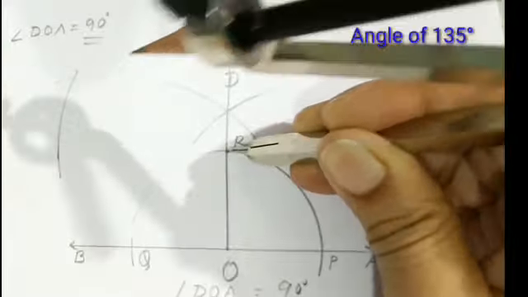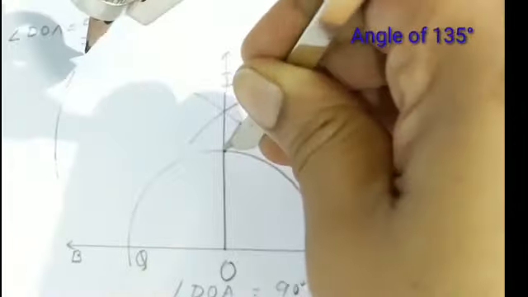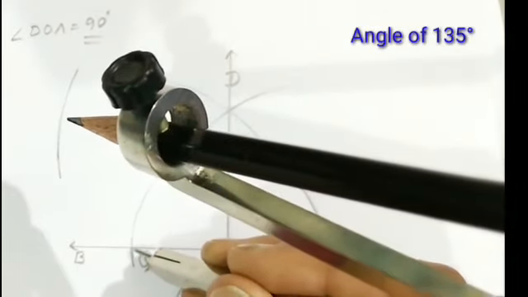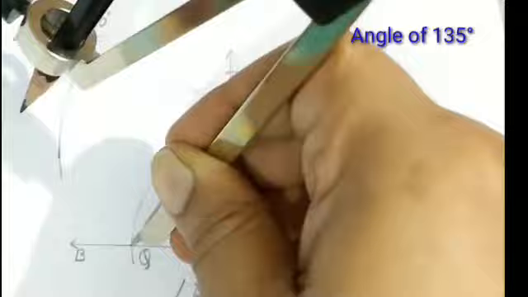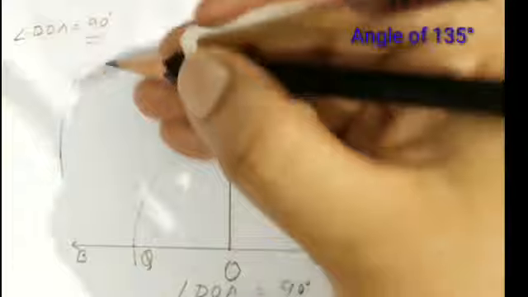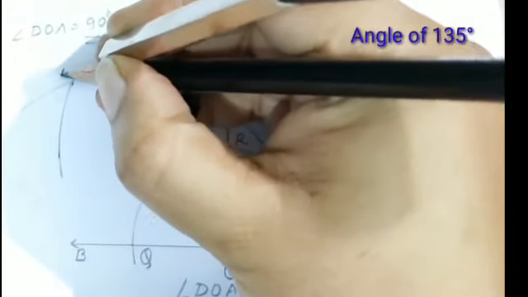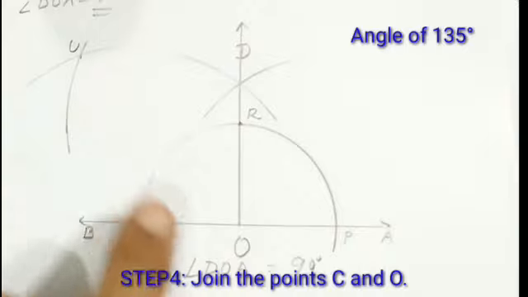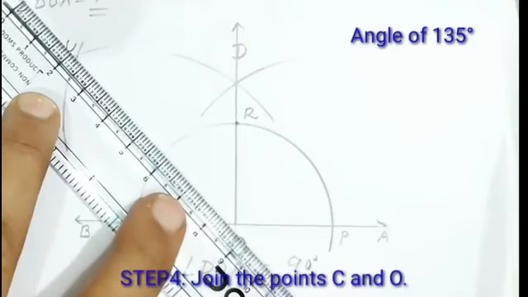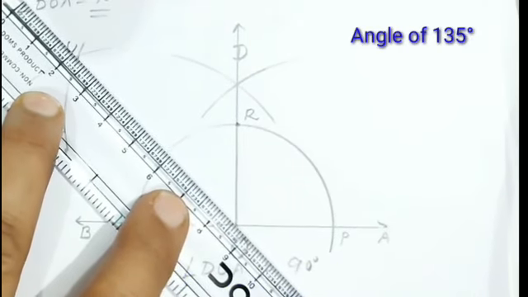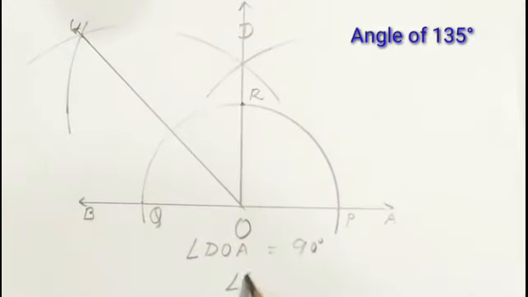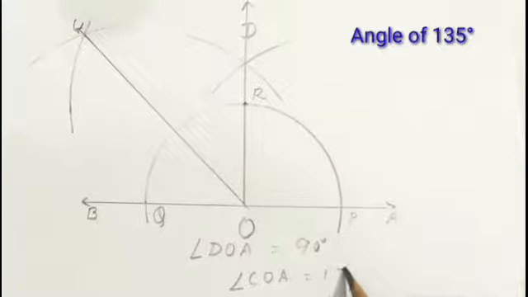Now how to bisect angle BOD? Keep the compass on point R. Draw an arc of suitable length. Now without changing the radius of the arc, Q as center, draw the arc which intersects the initial arc at point C. Join C to O. Hence angle COA measures 135 degrees.